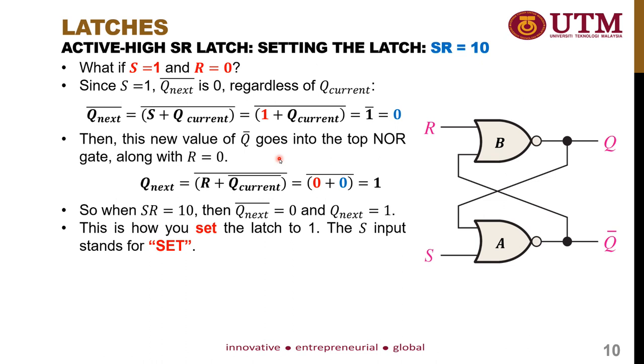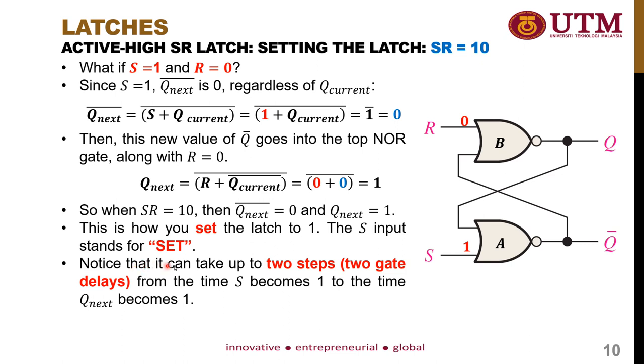So let's see inside the SR latch gates. When you set S equals 1 and R equals 0, let's say the current values of Q and Q bar are both 0. The value of Q bar will go to NOR gate B, and the current value of Q will go through NOR gate A. Then we do the NOR operation: 0 plus 0 equals 0, and we complement 0 to get an output of 1. And 0 plus 1 equals 1, and we complement 1, so the next value of Q bar will become 0. So when you set R equals 0 and S equals 1, your Q next will become 1 and Q bar will become 0. This condition is called set.